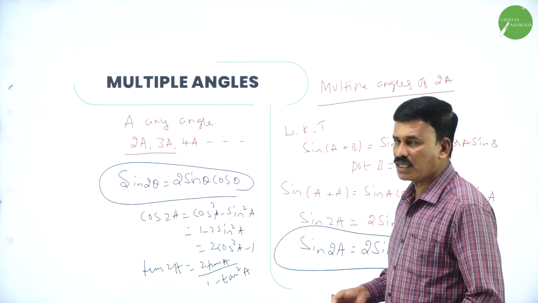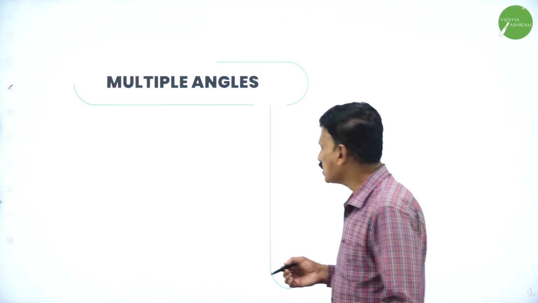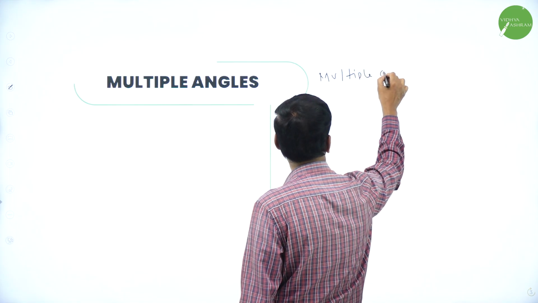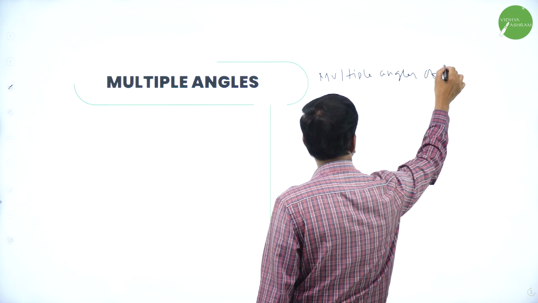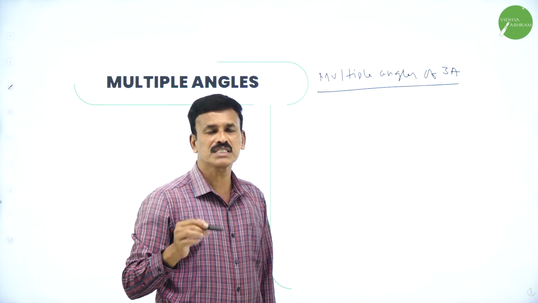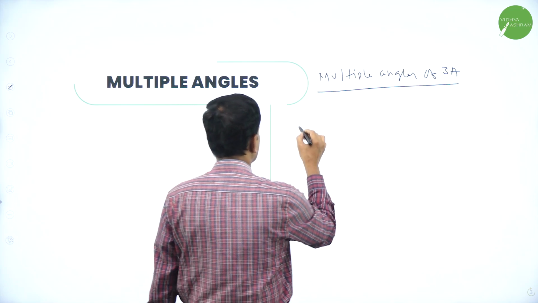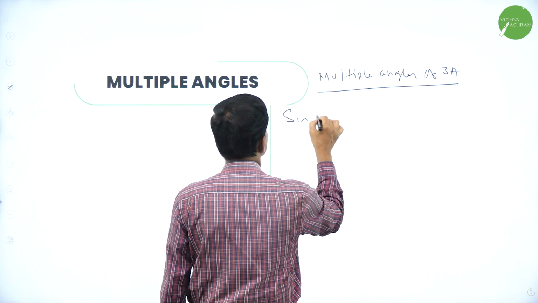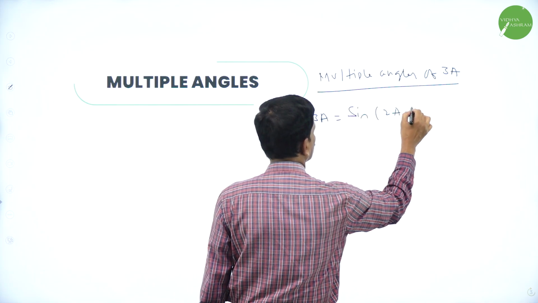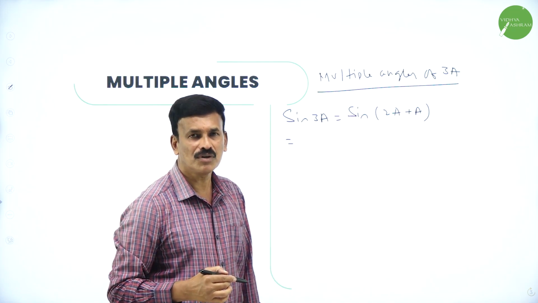Now, similarly, let us look at the multiple angles of 3A. Here we are going to derive the expressions for sin 3A, cos 3A and tan 3A. Let us take the first one, sin 3A. Sin 3A can be written as sin of 2A plus A. Again, this is of the form sin A plus B. What is sin A plus B?